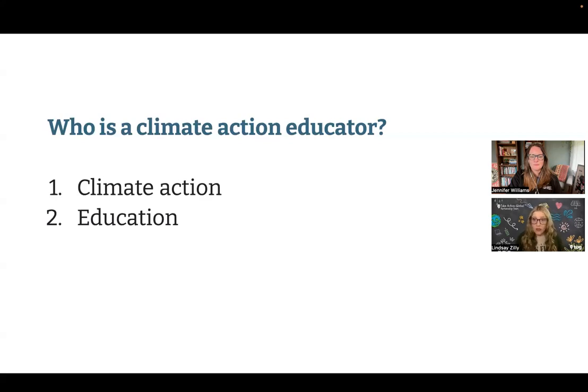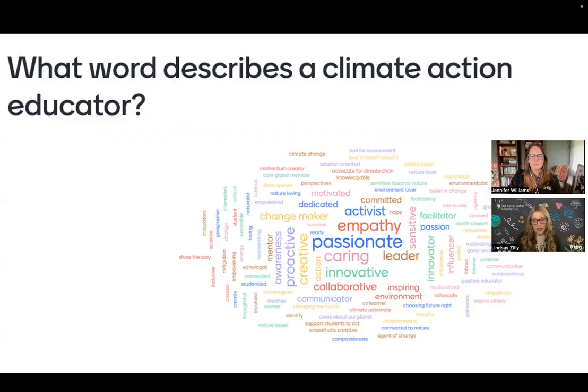So let's talk about what words describe a climate action educator. We've had many sessions with various educators from all over the world, and we asked them to think critically about what is climate action education and who are these climate action educators? And they came up with some really interesting words. If you look here within our word cloud, you'll see a variety of different words that describe climate action educators.